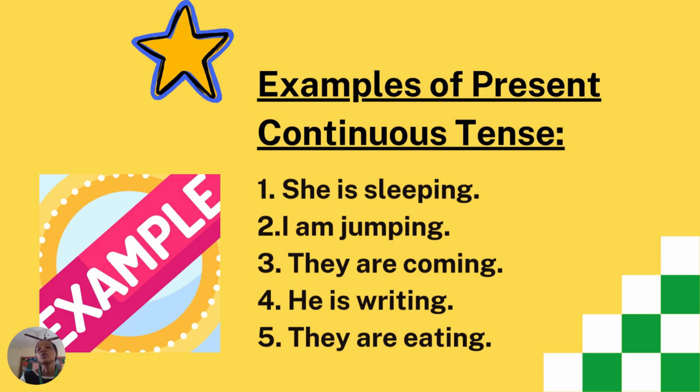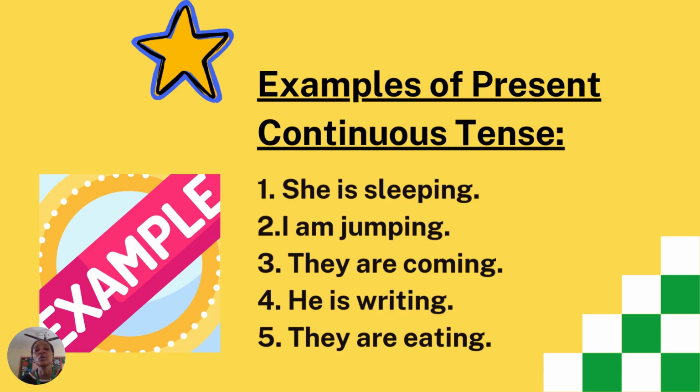Now, there's something you need to keep in mind when it comes to continuous tenses. Your verbs will always end with an ing. As you can see, your sleep ends with ing. Your jump ends with ing. Your come ends with ing. Your write comes with ing, and your eat also comes with ing.